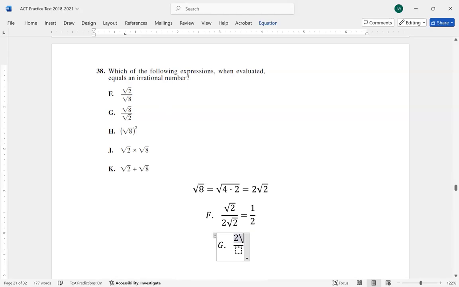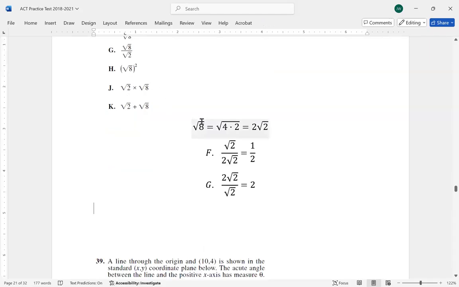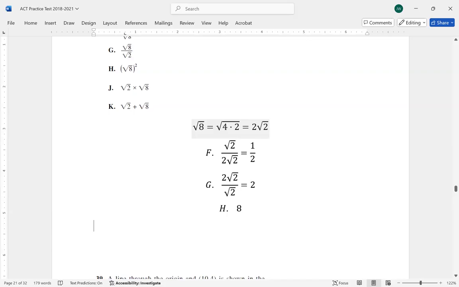So it'd be 2 times the square root of 2 divided by the square root of 2. The square root of 2's would cancel each other out, and you'd be left with a 2. Knowing how square roots squared works tells you how option H turns out. The square root of 8 squared just becomes an 8. Anytime you take a square root of something squared, as long as that something inside is positive, you get the number back.